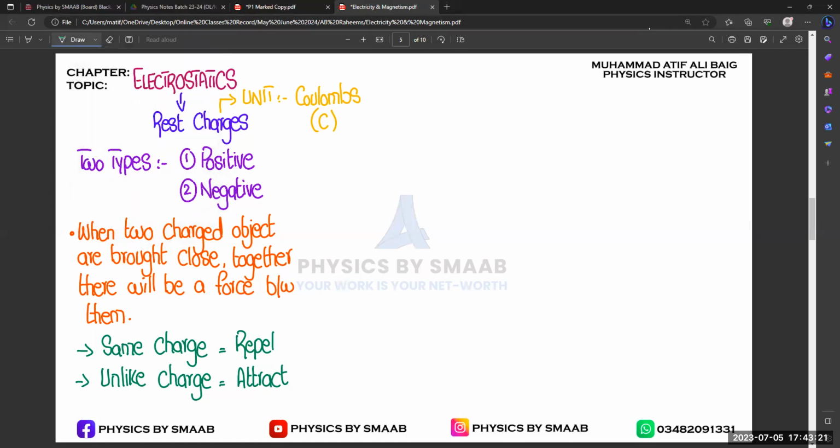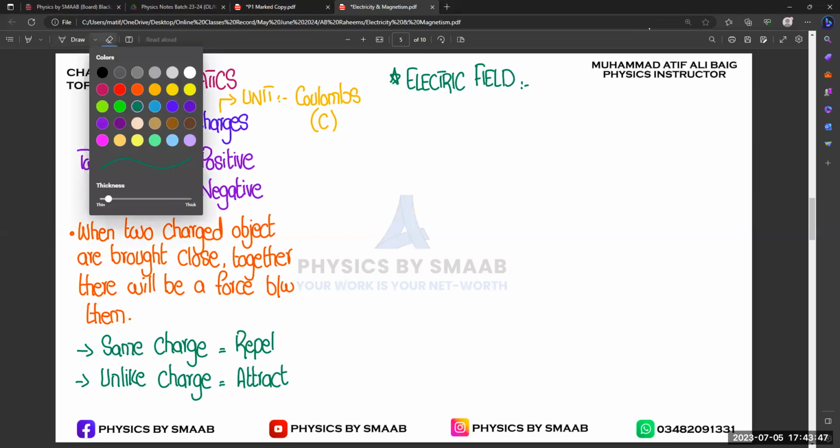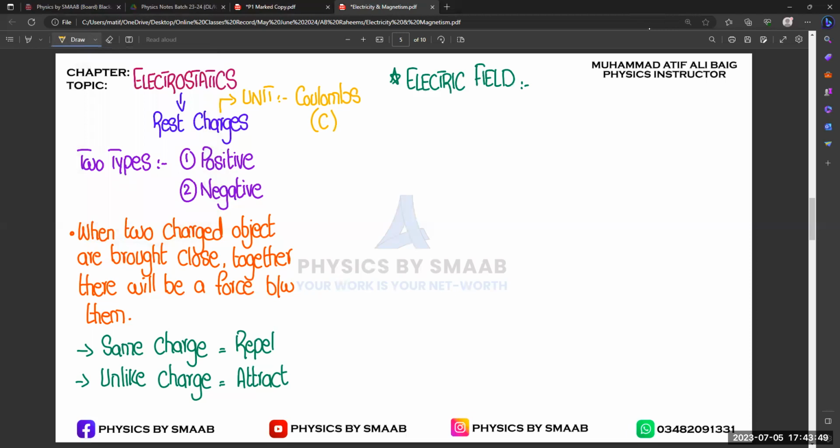So we also have electric field, just like the magnetic field, right? There is a concept of electric field, and again the definition remains the same. You know the basic concept and definition of magnetic field: the region around the magnet where it can apply a force of attraction or repulsion on any other magnet, right? So the same goes for electric field.